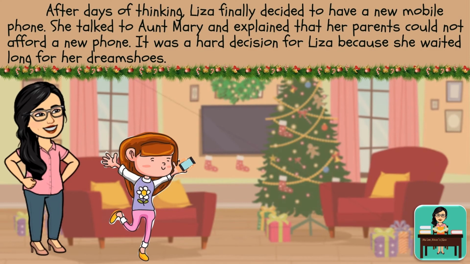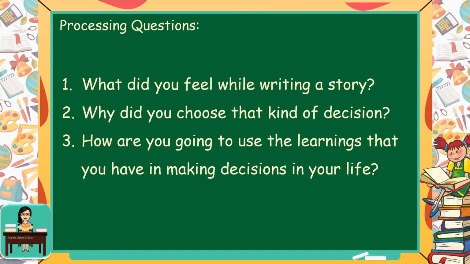After days of thinking, Lisa finally decided to have a new mobile phone. She talked to her Aunt Mary and explained that her parents could not afford a new phone. It was a hard decision for Lisa because she waited long for her dream shoes. Do you like the story about Lisa?